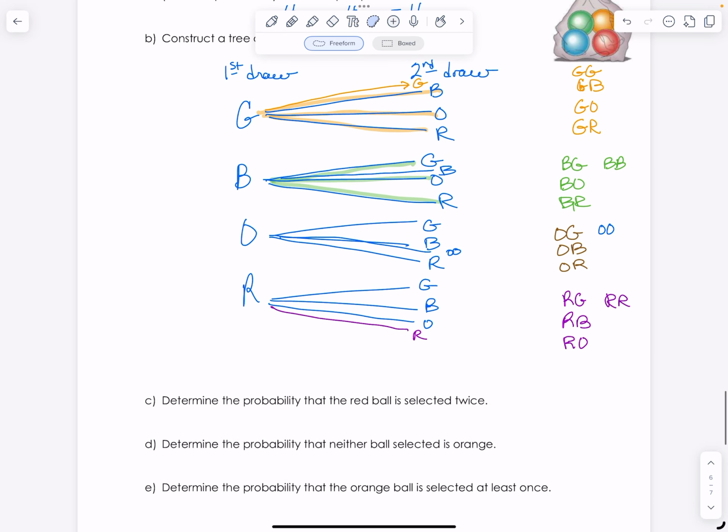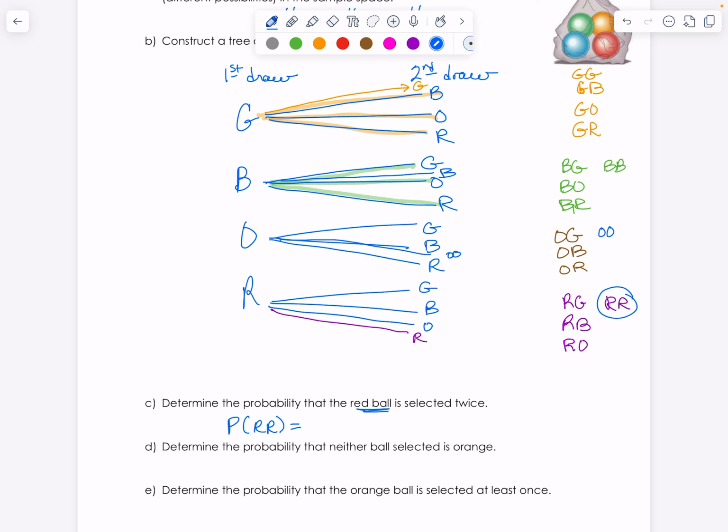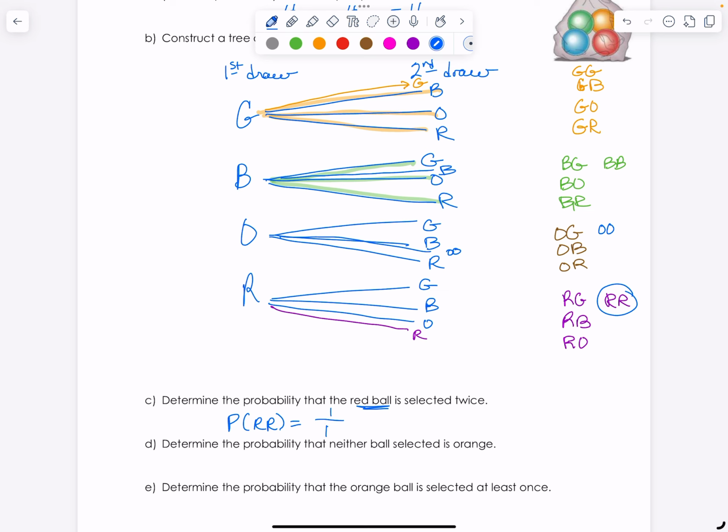So now let's look at the probability that the red ball is selected twice. So probability that I have RR. Well, I only have one RR, right? That one. So it's 1 out of, how many did we say that we had? We had 16. 1 out of 16.